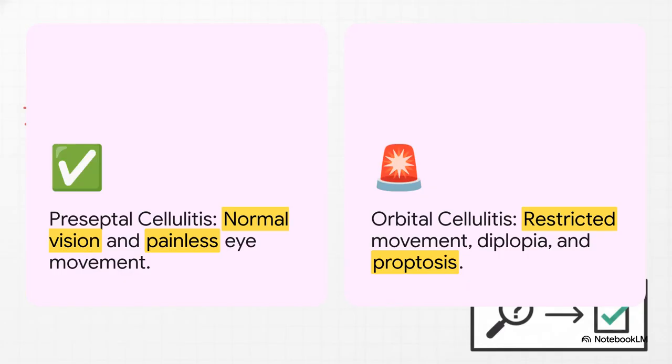Okay, so the singular clinical divergence between a superficial and a deep infection here is absolute. Both preseptal and orbital cellulitis present with acute fever and an erythematous eyelid, right? But orbital cellulitis explicitly restricts the extraocular muscles and threatens the optic nerve, causing diplopia and vision loss. On the flip side, preseptal infection is strictly confined anterior to the septum. It spares the extraocular muscles entirely, so you'll see normal vision and completely painless eye movement.